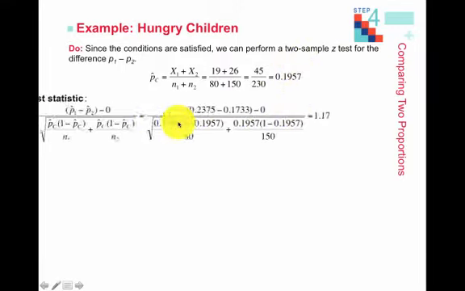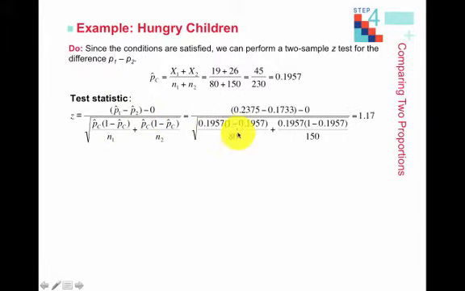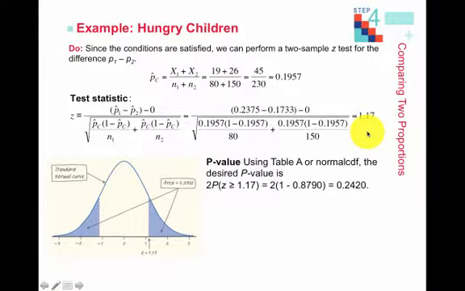0.1957. Then we calculate our test statistic. Here's our difference in the p hats, minus 0 over our standard error. We get a z-score of 1.17. We get this picture. It's two-sided. We look up 1.17. We find that p-value.